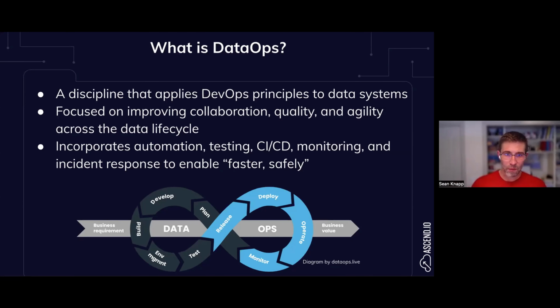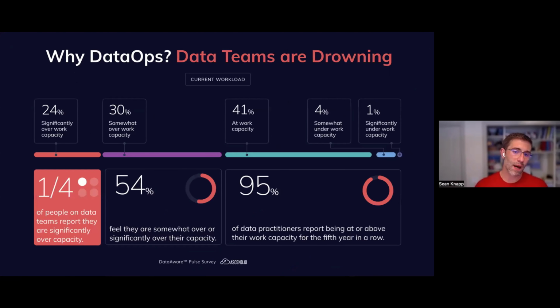Moving on from just what is DataOps, let's dive into why DataOps matters so much. Every year we do an annual survey, and we've noticed a pretty alarming trend across data engineering teams as well as analytics engineering teams today. The vast majority of teams are at or over capacity. Only 5% of data teams report that they have bandwidth for new projects and new efforts. That's quite concerning as we head into an AI era where these data teams are being expected to deliver even more than before.